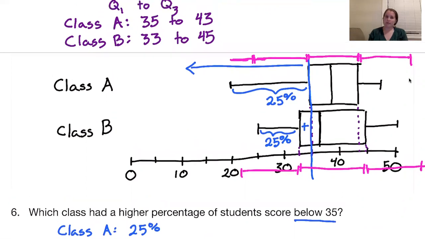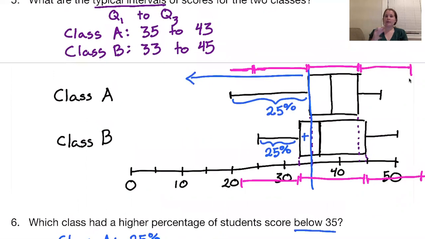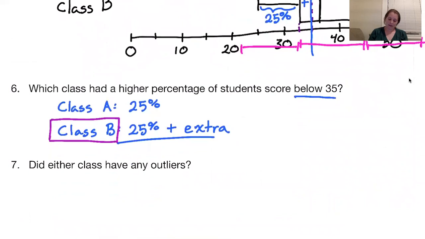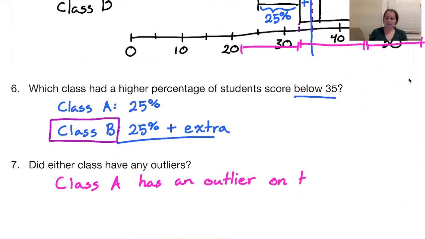Okay. So class A, we were guessing was around 8 to 9 for its IQR. So 1.5 of that would be less than 15, which will not get us far enough down. So it looks like class A has an outlier on the bottom. So class A has an outlier on the lower end.